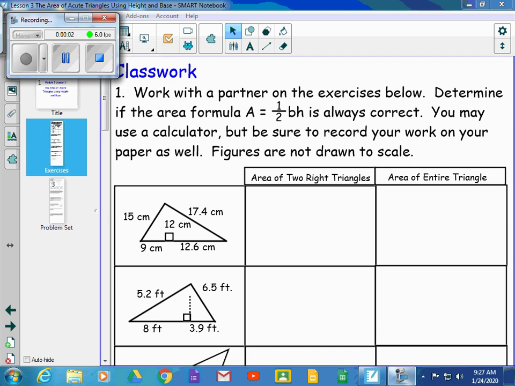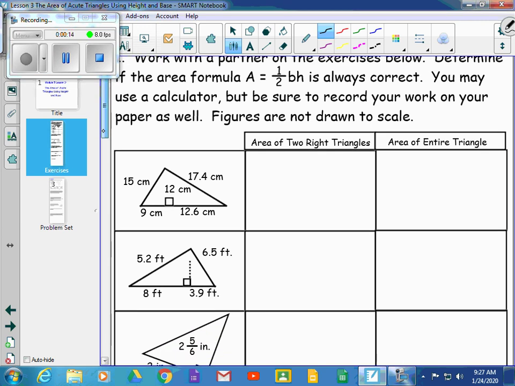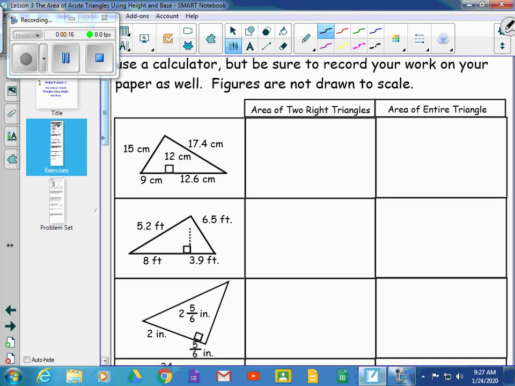Okay, now we're going to go to lesson 3 and do some exercises here in order to show you how to apply the area formula to find the area of acute triangles. And if we look at these exercises, I'm going to do one of them with you to show you how to do them, and you're going to finish them. But we're going to skip this particular column.